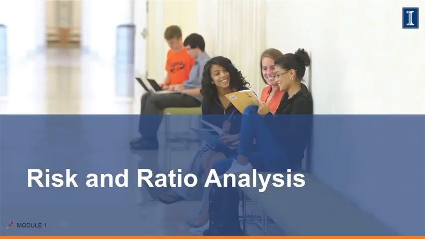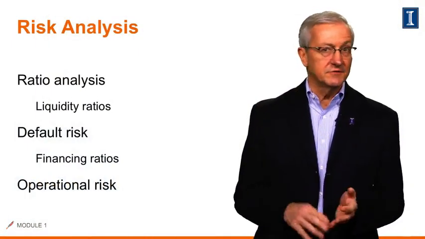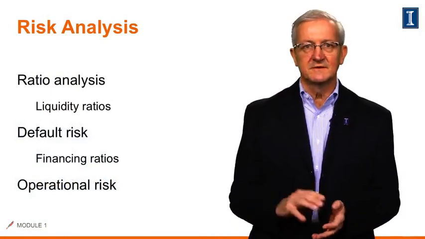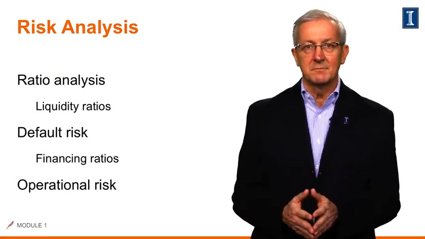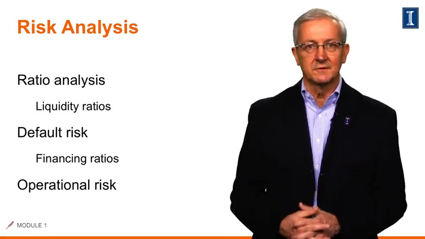Okay, let's talk about the various tools that can help us perform both a risk and a ratio analysis related to a company's financial statements. There are three main topics we need to discuss here: ratio analysis, default risk, and operational risk. Let's break each of these down. First of all, ratio analysis. It's the most common method of evaluating both the risk and performance of a firm, such as liquidity ratios.